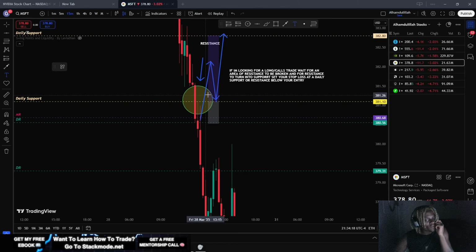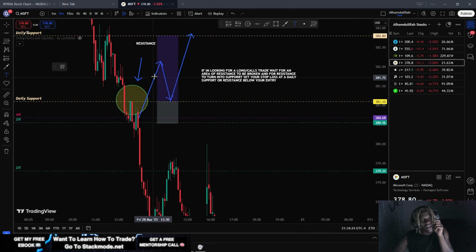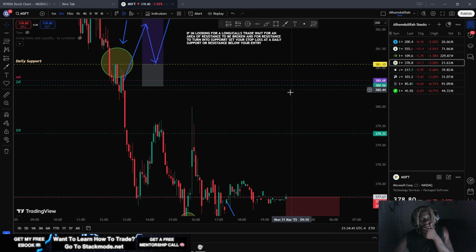So wait for it to break above it, because the support turned into resistance. Wait for this to break above it, and then turn resistance into support, and support can turn into resistance. And boom, I'll take it back up to the next daily support up here, and that's a really good point. A lot of money on Microsoft.